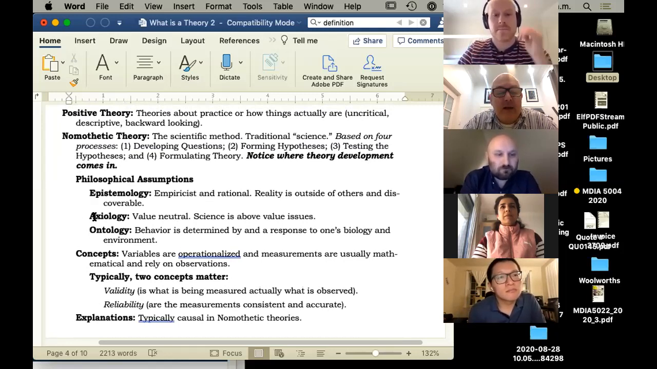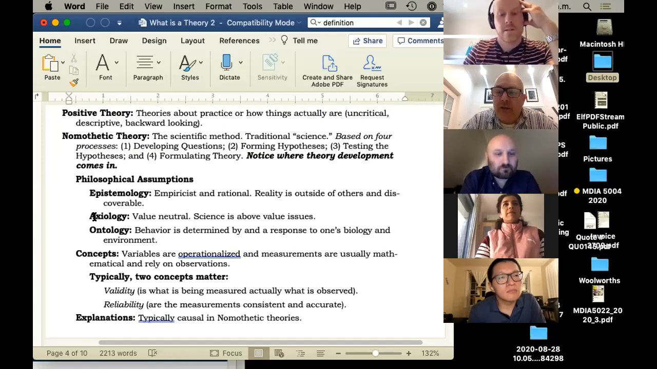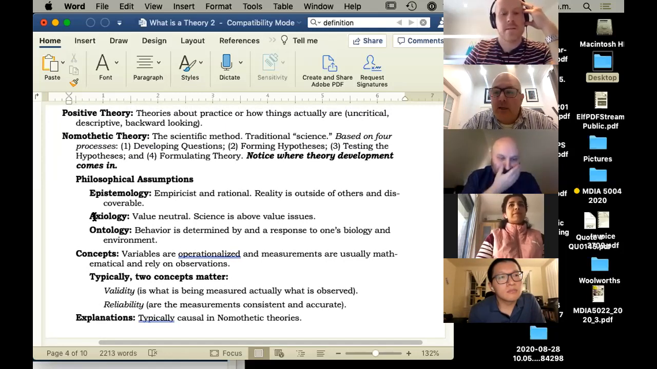In terms of axiology, it's value neutral. Science wants to pretend that what they do doesn't have any ethical implications. People can use it ethically or unethically. And that's true, but as we discussed, it's also not true because there are evil scientists. Far too many scientists have PhDs. If you've seen Austin Powers, you know about that relationship.